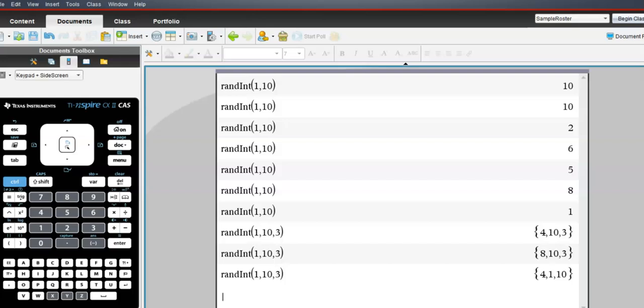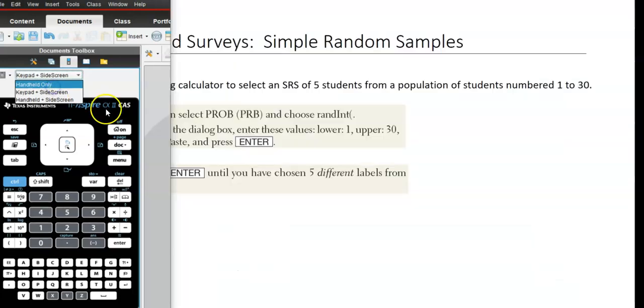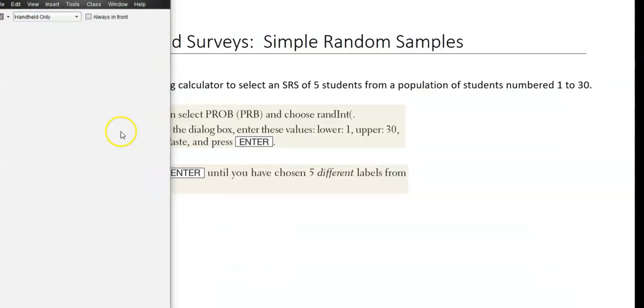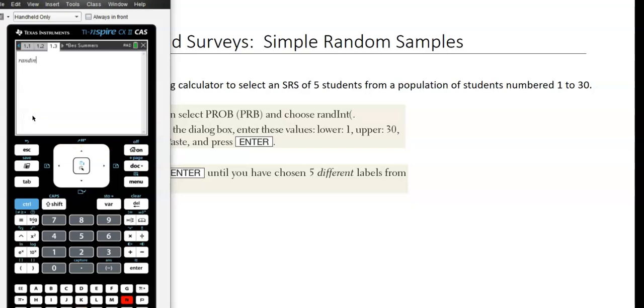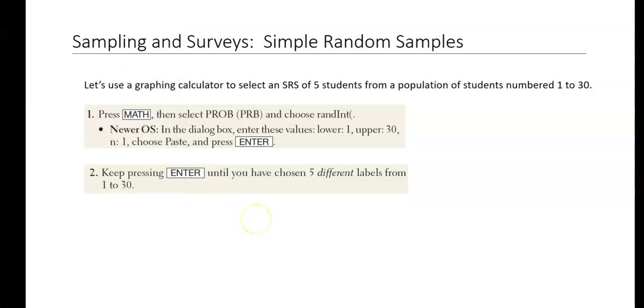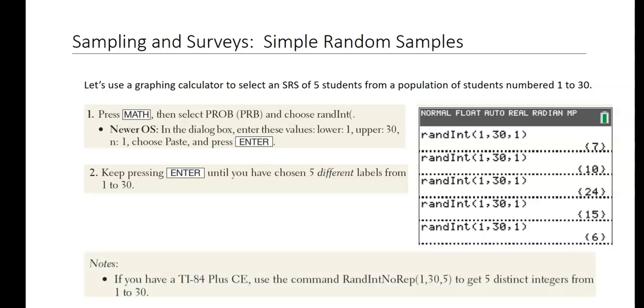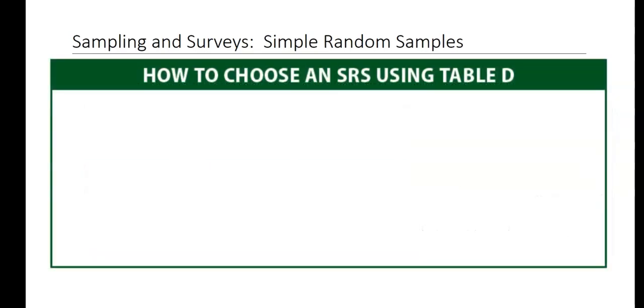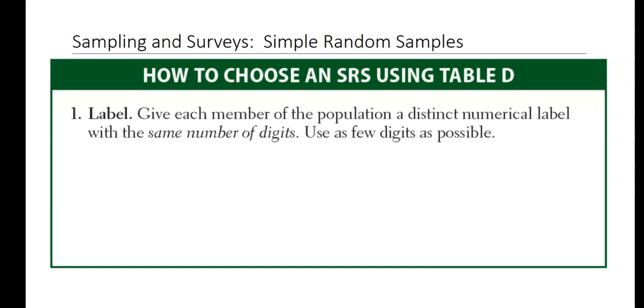By the way, you can also just type in randInt, parentheses, 1 comma 30 comma 1. Hmm, if you put comma 1, it's going to generate. So there we go. We got 5 random numbers: 4, 1, 17, 26, and 30. We get 5 different integers, like they did, and you would choose those particular folks.